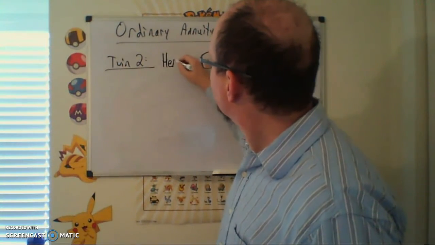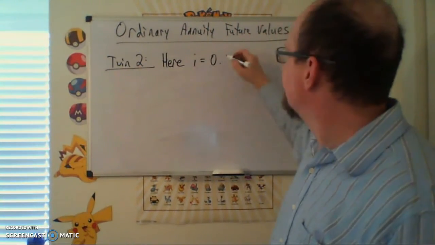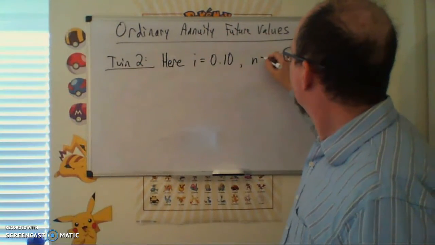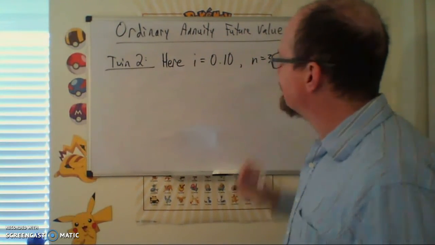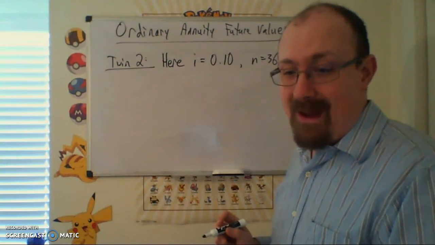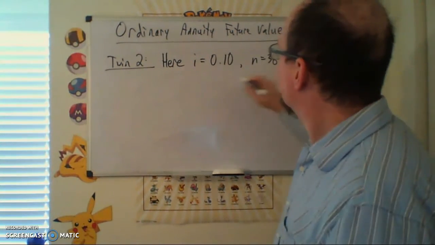So we have an i value of, I believe, a 10% interest rate, so 0.10 converted to a decimal. n is 36, and we're given that $2,000 is being put away at the end of each year. That's how it says end. That's how we know it's an ordinary annuity.